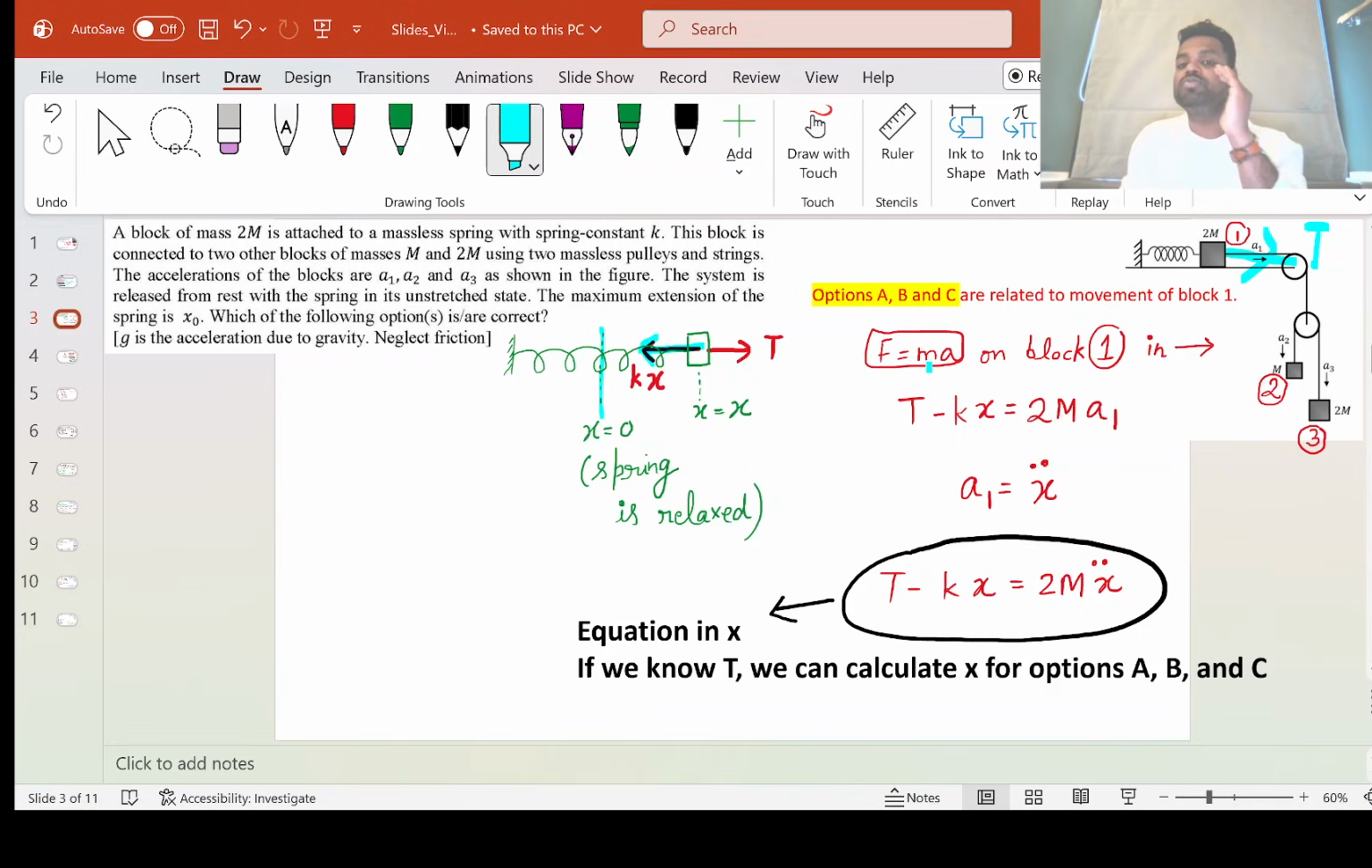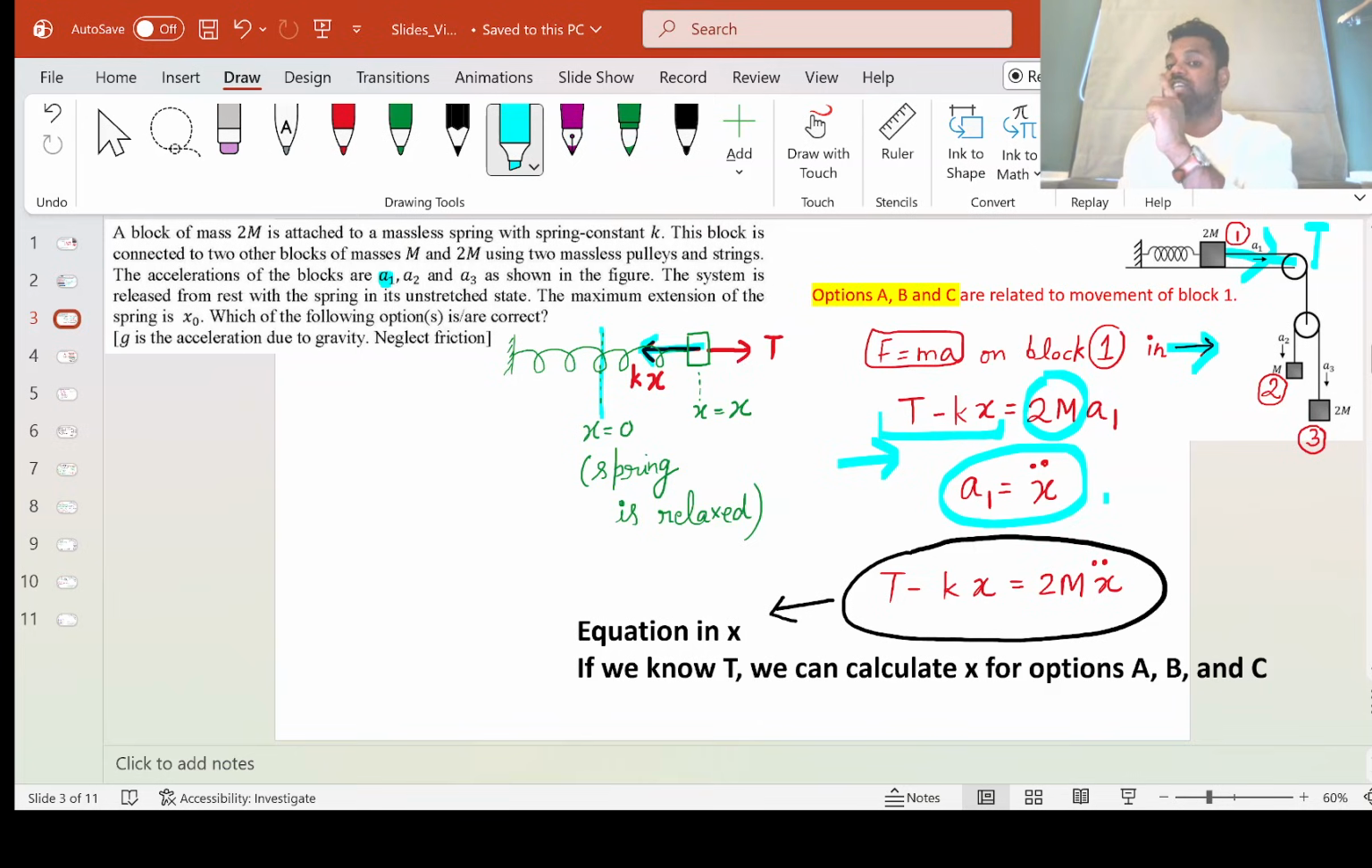So if you apply Newton's law on block 1, and let's say the positive is to the right, we will have T minus Kx, that is the net force in the rightward direction, equal to the mass of the block, which is 2M, right? We are calling 2M block 1, and A1 is the acceleration of block 1. And remember what is A1? A1 is the acceleration, so that is the second derivative of x, x double dot. So we get T minus Kx equal to 2M x double dot.